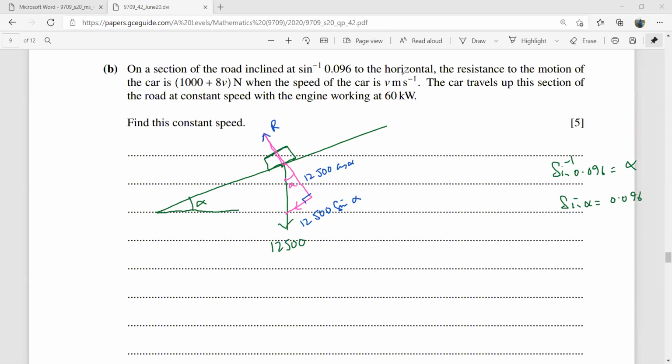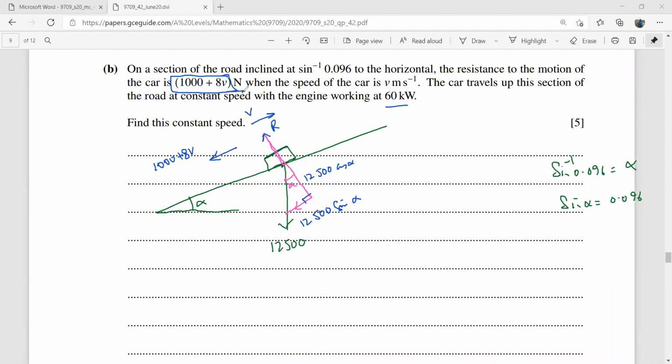Okay. It says the resistance to the motion of the car, yeah, this is the resistance force over here, 1000 plus 8V when the speed of the car is v. Okay, so now suppose it is going upward with the speed of v. Then the backward force would be 1000 plus 8v. The car travels up the section of the road at a constant speed with the engine working at 60 kilowatt.